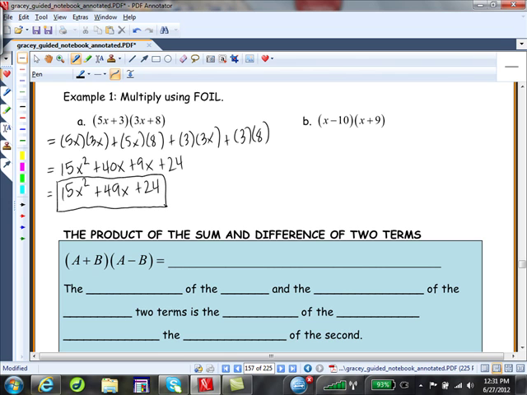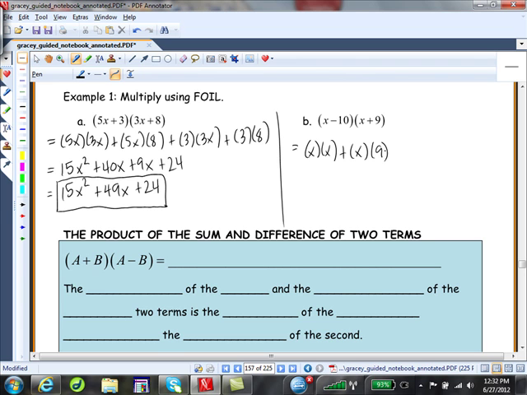Okay. All right, and go ahead and pause the movie and try part B and see how you do. Okay, let's see how it went. So the first terms would be the x times the x. The outside terms would be plus the x times the 9.